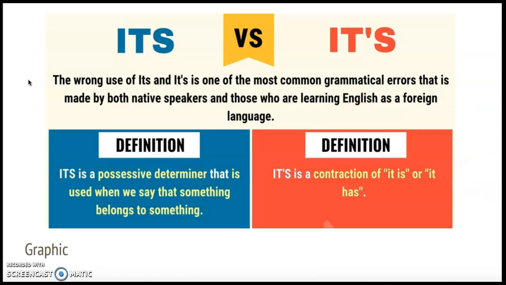So here's a little graphic, its versus it's. The wrong use of its and it's is one of the most common grammatical errors that is made by both native speakers and those who are learning English as a foreign language. So this is why I want you to be better at this. So definition, its, no apostrophe, is a possessive determiner that is used when we say that something belongs to something. And it's, with an apostrophe, is a contraction of it is or it has.